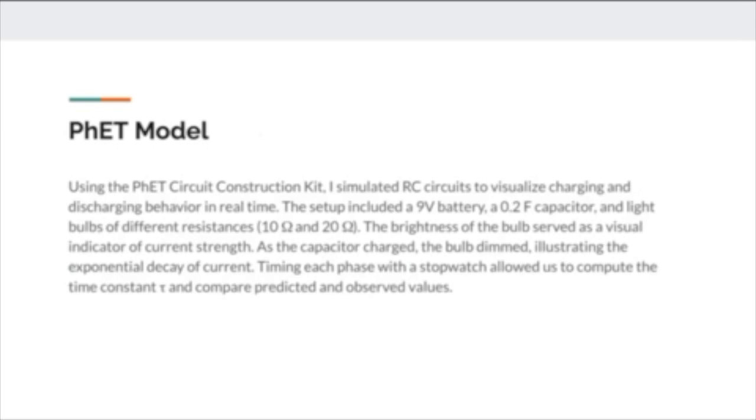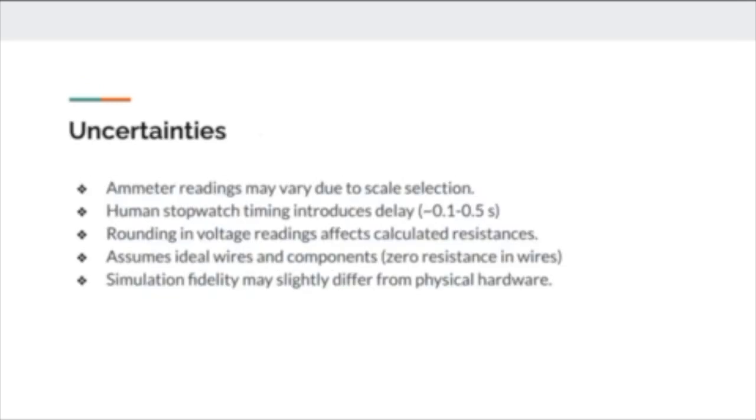Using the PhET circuit construction kit, I simulated RC circuits to visualize charging and discharging behaviors in real time. The setup included a 9V battery, a 0.2 F capacitor, and light bulbs of different resistances, 10 ohm and 20 ohm. The brightness of the bulb served as a visual indicator of current strength. As the capacitor charged, the bulb dimmed, illustrating the exponential decay of current. Timing each phase with a stopwatch allows us to compute the time constant tau and compare predictions and observed values.